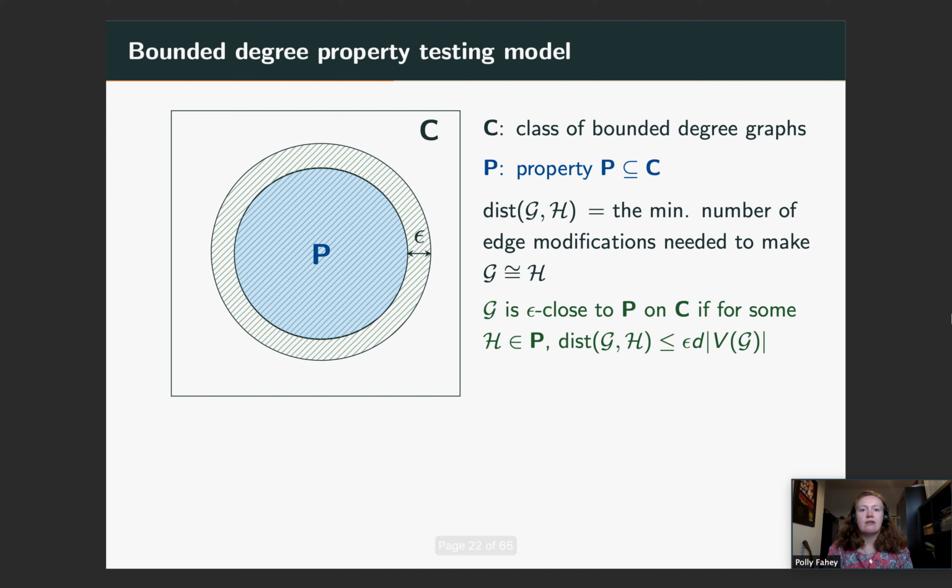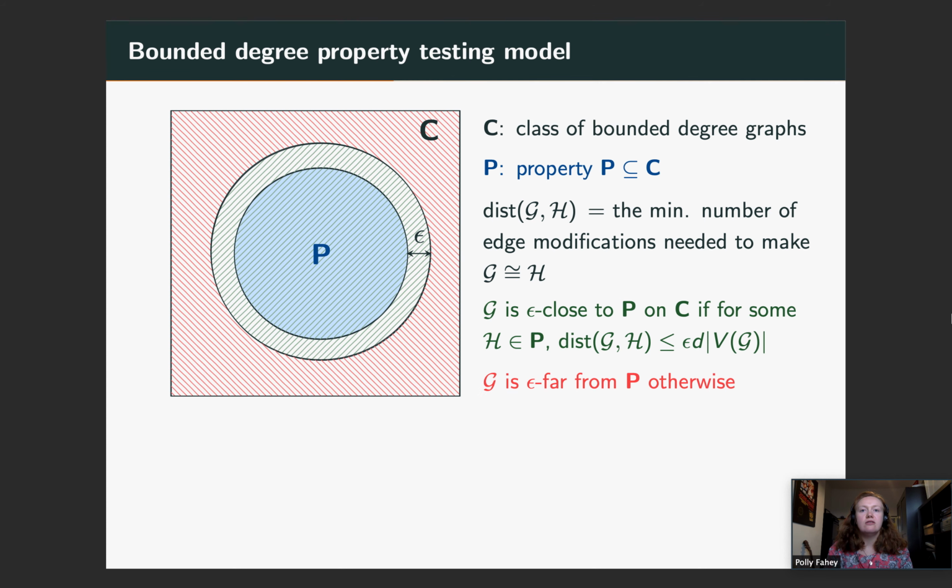We then say a graph G is epsilon-close to the property on the input class if there exists some graph H in the property, which is at distance at most epsilon times D times the number of vertices in G, where epsilon is some small number between 0 and 1, and D is the degree bound.